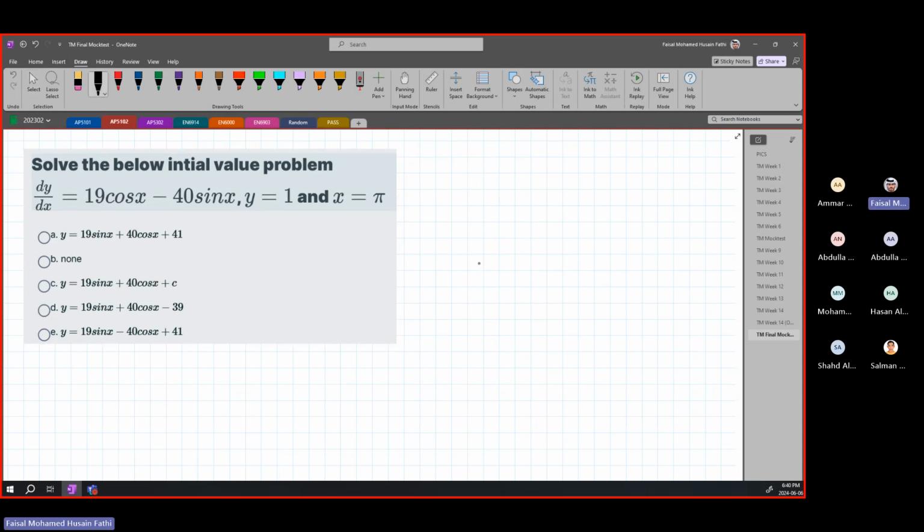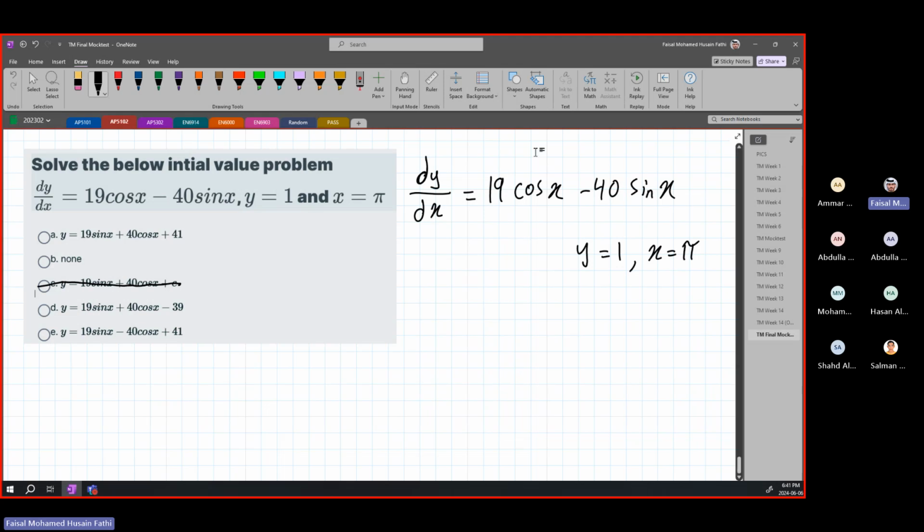Here, again, the first thing we're going to need to do is separate our x's and y's. All right. So we have dy by dx. I'm just going to rewrite it: 19 cosine x minus 40 sine x. All right. And they gave us an initial value where y equals 1 and x is equal to pi. Okay. So this is our initial value problem. We're not going to have plus c. So from the beginning, I know this is not the answer, because we're going to have to find the value of c. Okay. So I'm going to keep this at the bottom for now.